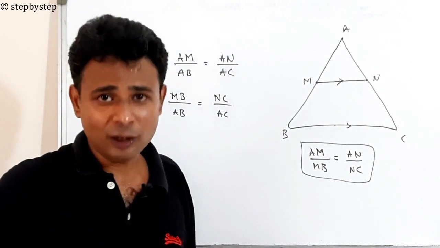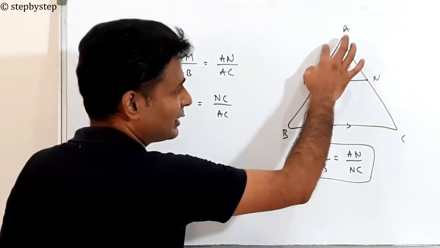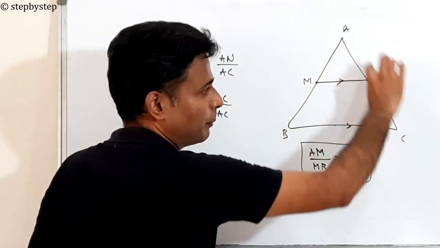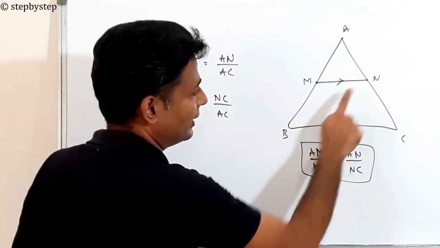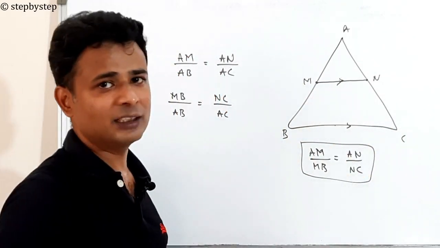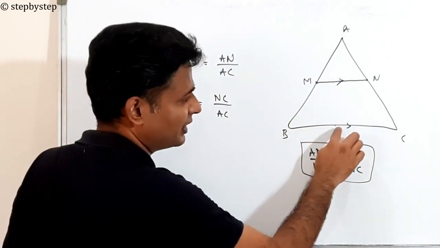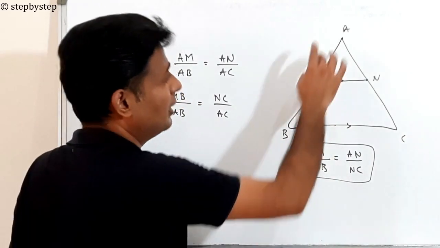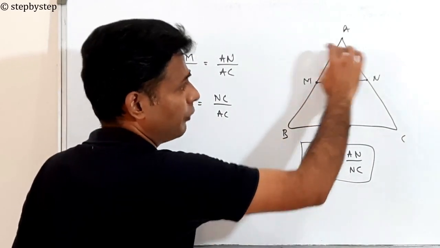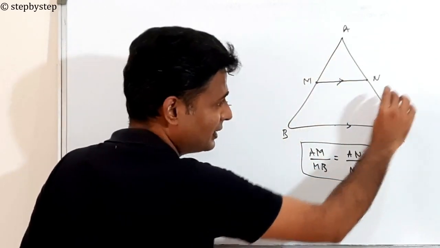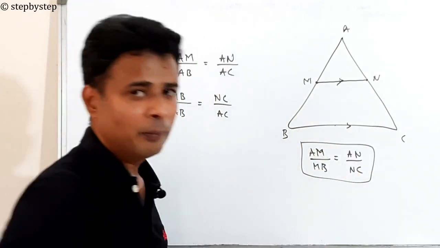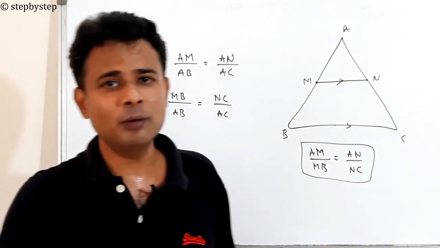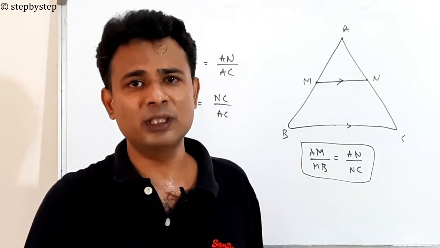Now what is the converse of BPT? If this by this is equal to this by this, it means this line is parallel to this line. That is all. Opposite. Here they told you it's parallel, so you can say this by this equal to this by this. The converse of BPT is: if this by this is equal to this by this, that means these two lines are parallel.